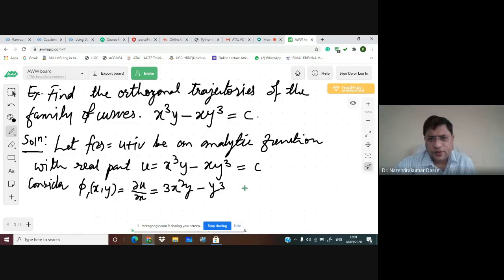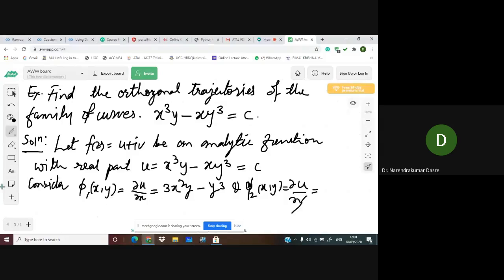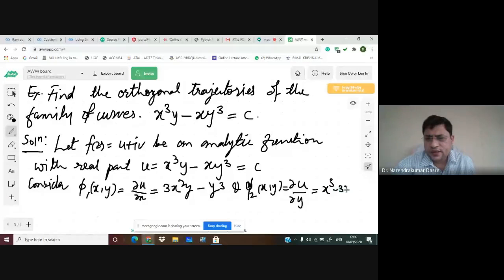So we have the derivative, and we can have phi 2 of x, y is equal to ∂w/∂y. So if I want to find out the derivative of this, what you'll have is x cube minus 3xy square. So that is the derivative we have.